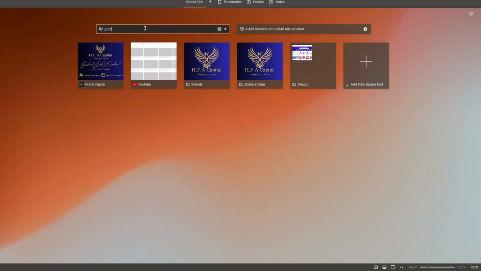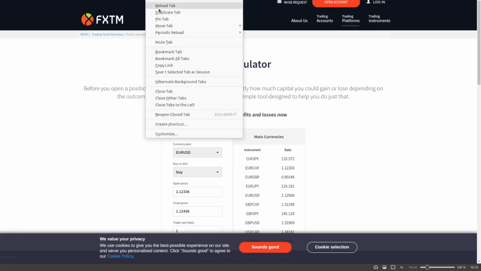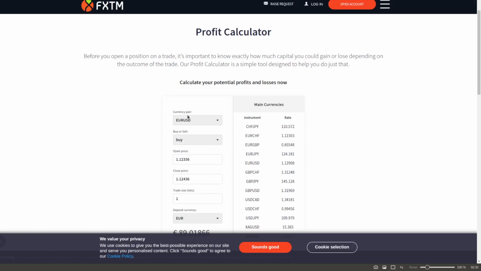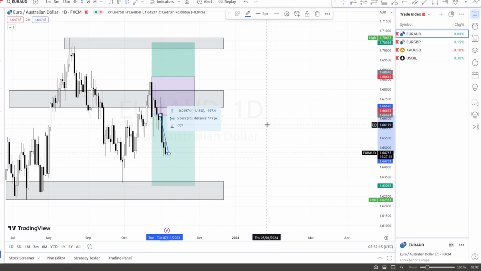All right, so profit calculator forex. Yeah, that should do it. Yeah, I think this one is nice. I'm just gonna bookmark this one, possibly. Okay, so we are euro against Aussie. We are on sell. What price are we at now? We are looking for these two points right here. First the open price, that is 1.66676, and the close price, that is 1.64700. Yeah, that would do.